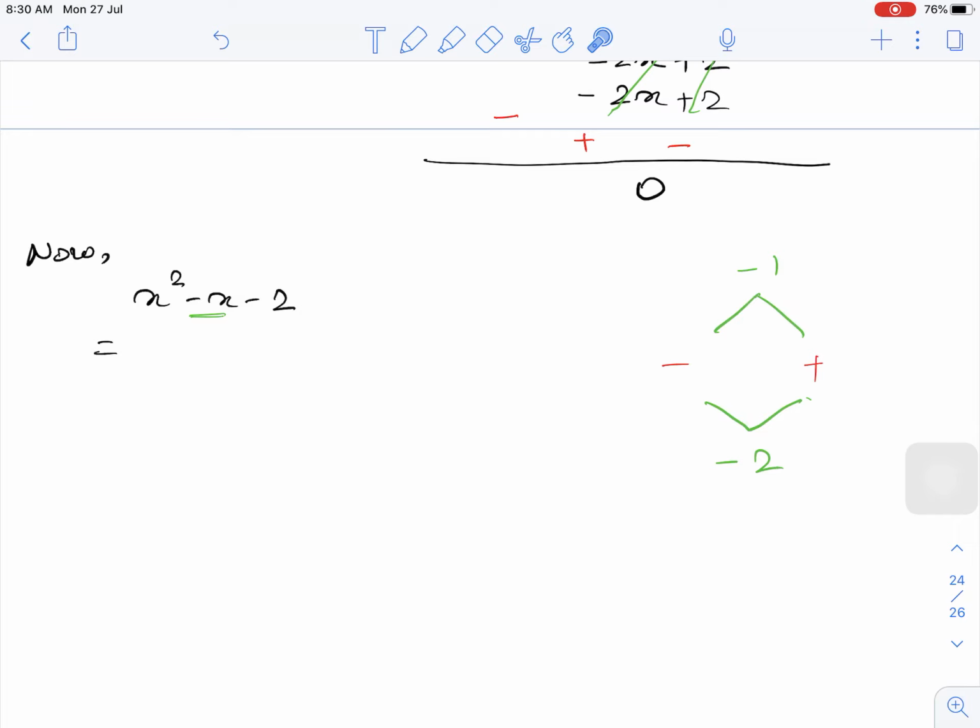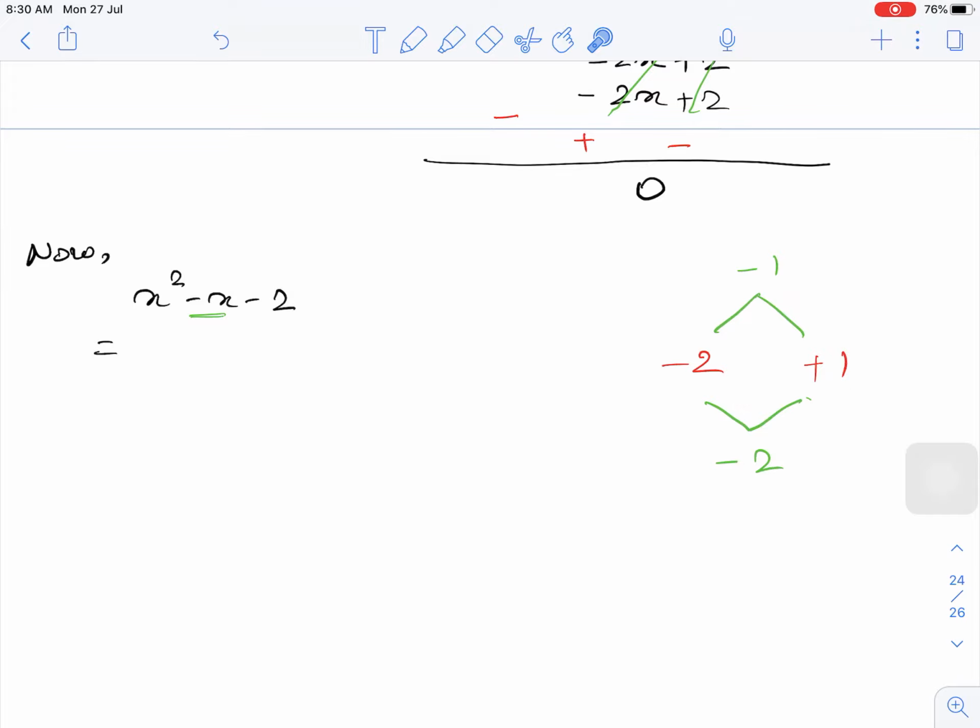Now we have to find two numbers. When we add them, we should get -1, and when we multiply them, we should get -2. So I think the numbers must be -2 and plus 1. Let us add them: -2 plus 1 is -1, and minus into plus is minus, 2 ones are 2.